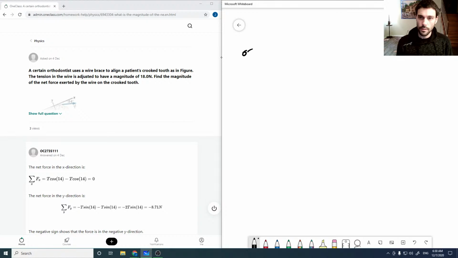So there's a vector diagram here, which also gives us an axis system. And our tensions are written like this. And it tells us that the angle in here is 14 degrees and 14 degrees. I'm just going to erase that.